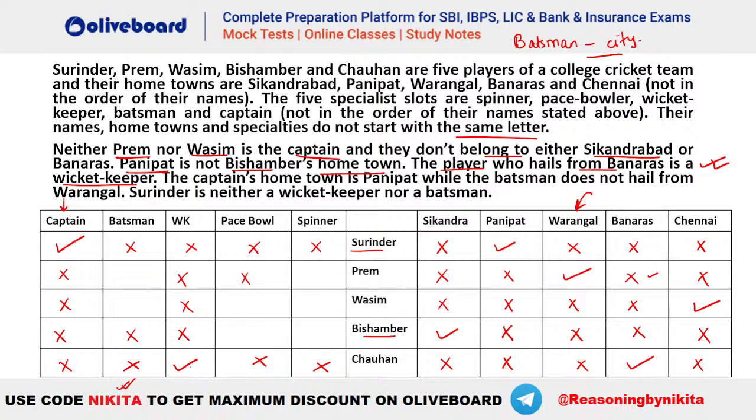Okay. Now what is given? The captain's home is Panipat, while batsman does not hail from Warangal. So batsman cannot be from Warangal. So you can see that Warangal is who? Warangal is this Prem here.